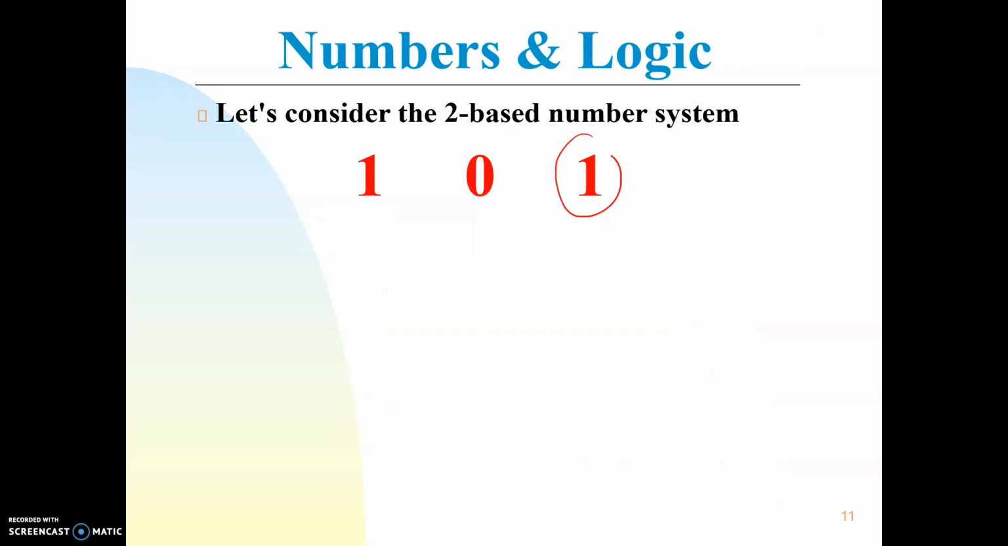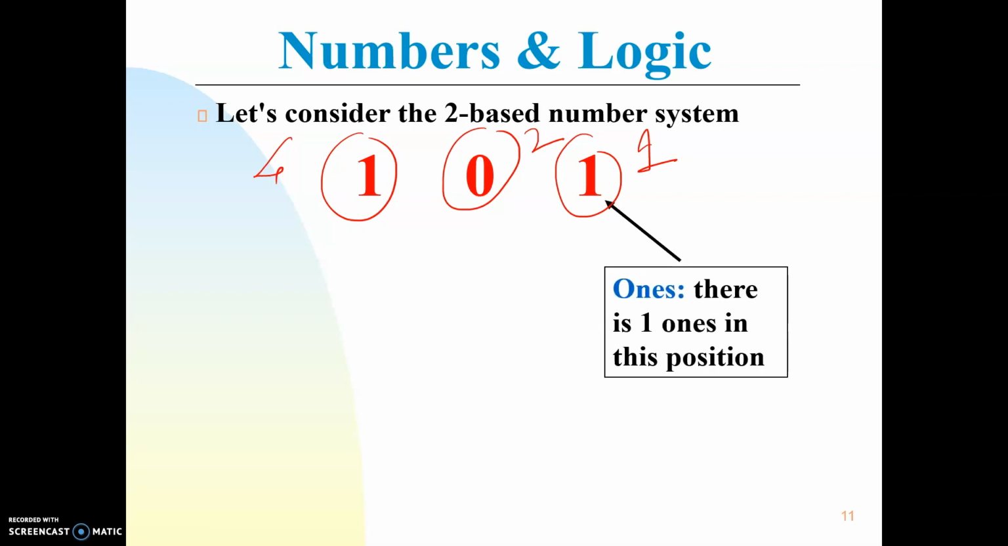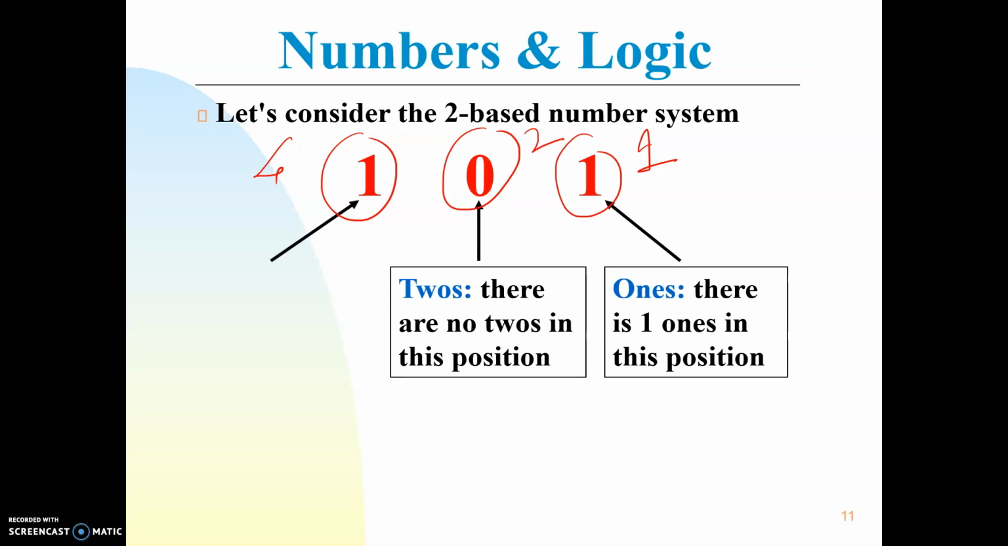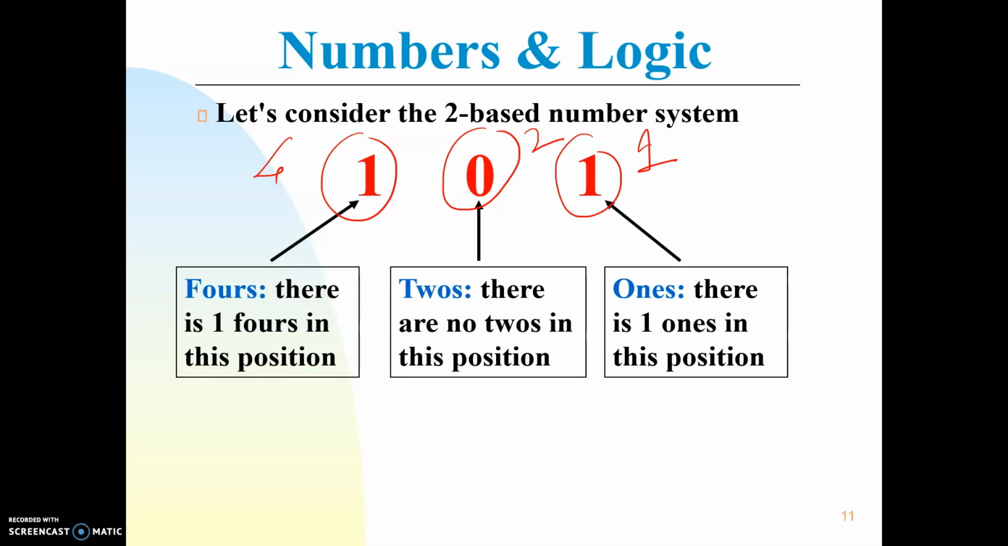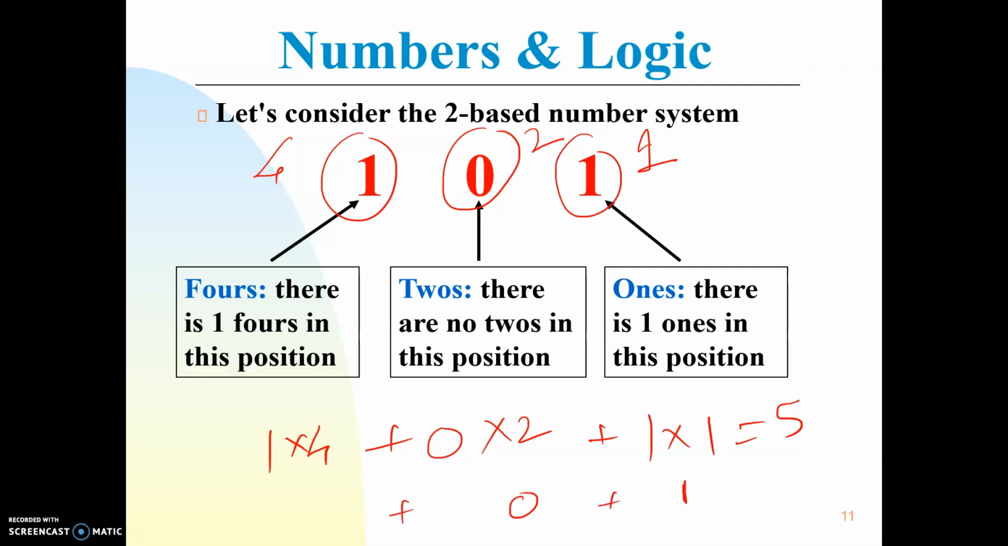So here this is the 1's position, this is the 2's position, and this is the 4's position. So it will be 1 multiplied by 1 plus 0 multiplied by 2 plus 1 multiplied by 4, and it will give you the number 5. 1 multiplied by 1 will be 1, this will be 0, and 1 multiplied by 4 will give you 4. So 4 plus 1 will give you 5. So 5 will be your decimal number.